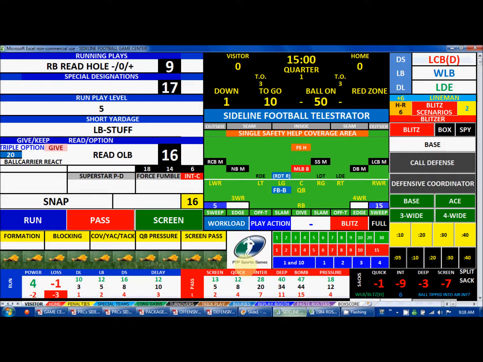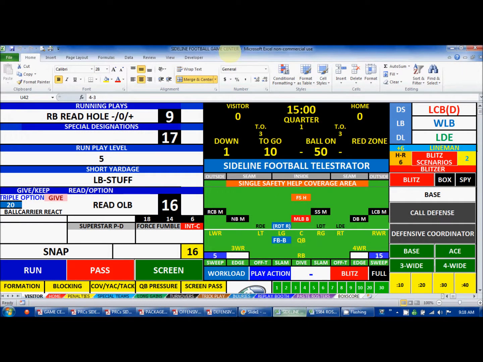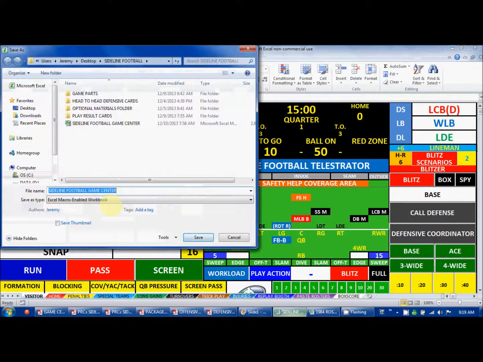When we click on the Computer Game Center, the first thing you'll want to do, if you're playing a new game, is save it under a different file name. That way the original Sideline Football Game Center file stays intact. So as you save it, let's say we're going to play Dallas at the Broncos week 1. Give it a name designation like that. That way, if the power fails or something happens in the middle of the game, if you're saving it fairly often, maybe once or twice a quarter, you at least have a point to return to so you don't have to start over.